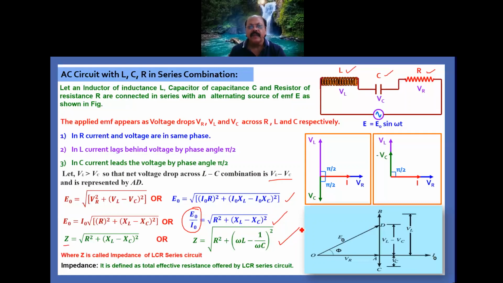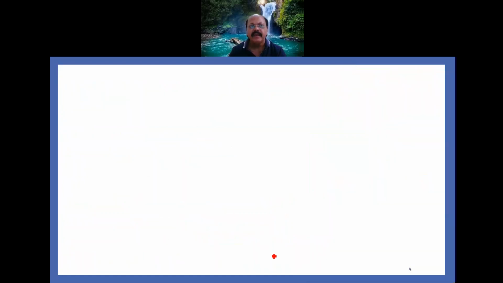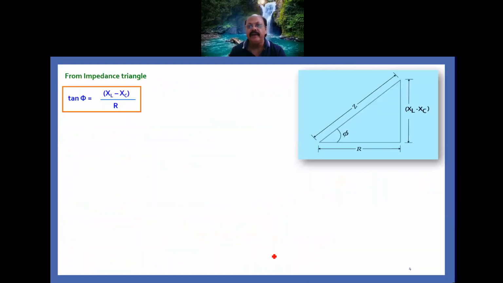Now we have to find out the phase angle phi. To find this phase angle phi, we have to take some special cases. Let us see here. From the impedance triangle, we will find out tan phi. You can see here in the impedance triangle, this is R and this one is XL minus XC. Then its hypotenuse becomes Z.